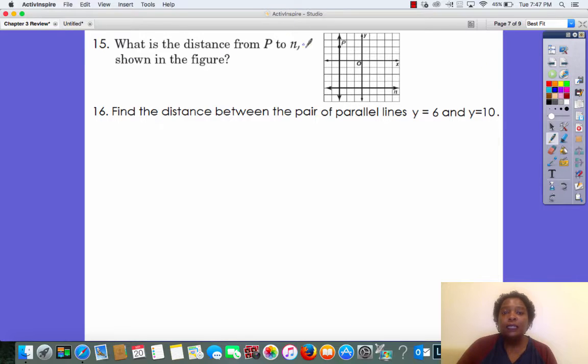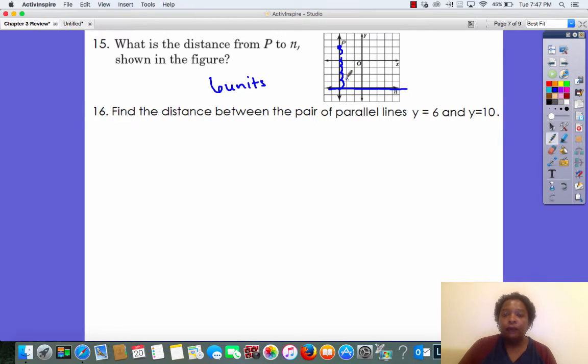What is the distance of point P, so here's point P here, to line M? Well, how far apart? Let's count boxes. 1, 2, 3, 4, 5, 6. So this is going to be 6 units apart.